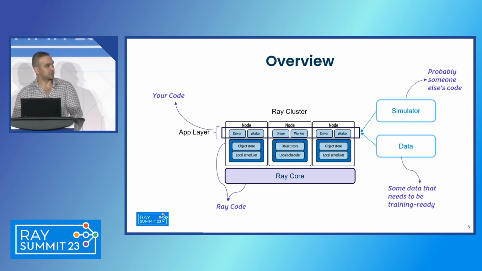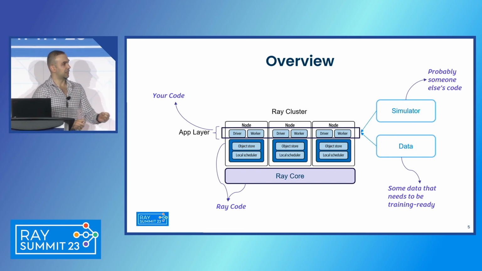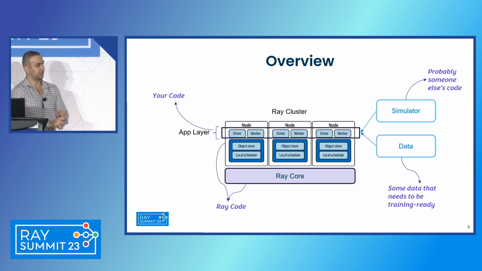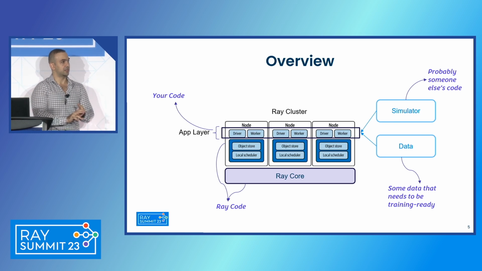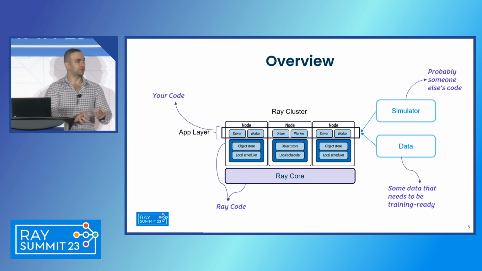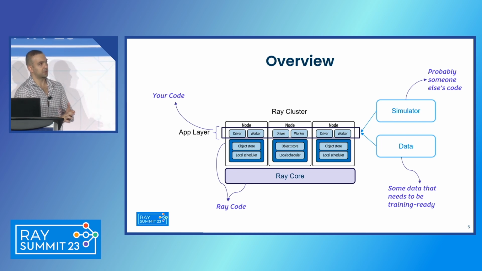Now, if we take that view and expand it further, you would realize that there are different actors there. You have the Ray core with the Ray code running in there. You would have your app layer, which is your code, your machine learning code running there. You would have some data that's not yet ready for training, so you might need to pre-process that data. And finally, you would have some simulators, which is probably someone else's code, from a lot of the experience we've been seeing.